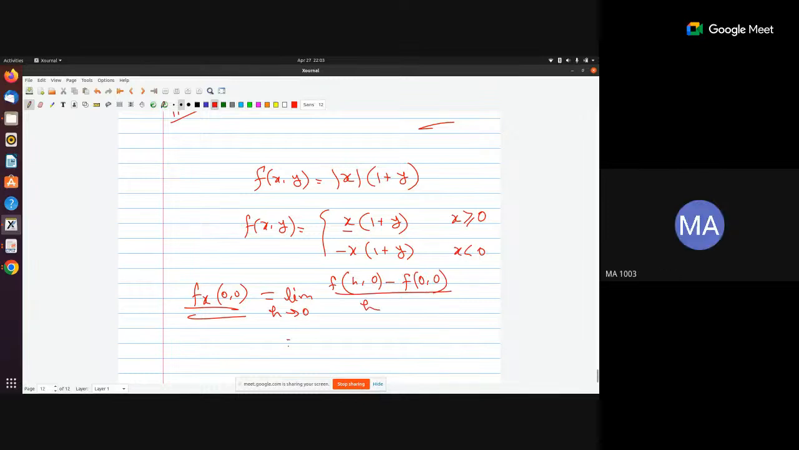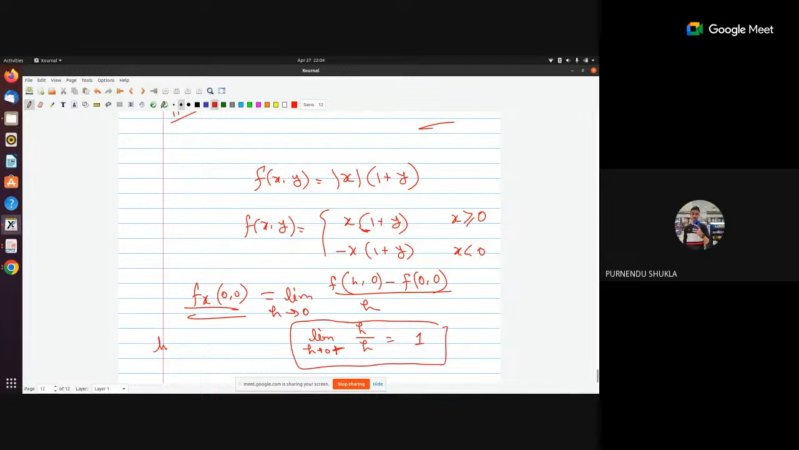So what is f of h, comma 0? There are two parts which are coming. When h is coming from the positive side, then it is the first one, because the mod is there. So h is coming from the positive side, then it is h by h. So it is 1.